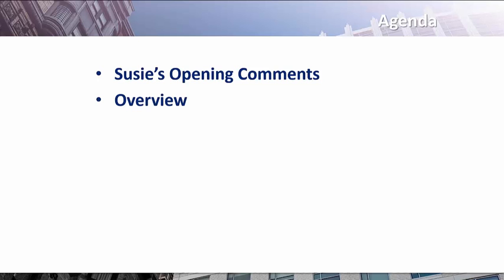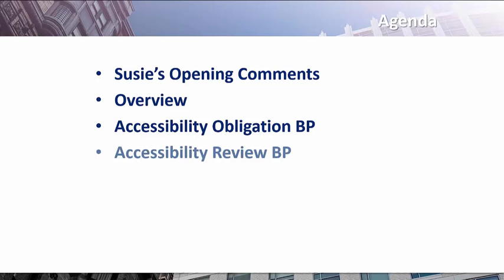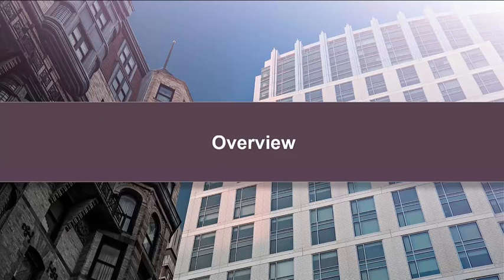We'll walk through a brief overview, just some main high-level points, and then we'll actually walk through creating the Accessibility Obligation BP, and then the Accessibility Review BP. The Accessibility Obligation is really like a scheduler. It's saying we're obligated on a certain date to do the review. And then the obligation record holds that date to kick off the Accessibility Review BP. You'll see what we mean as we walk through this.